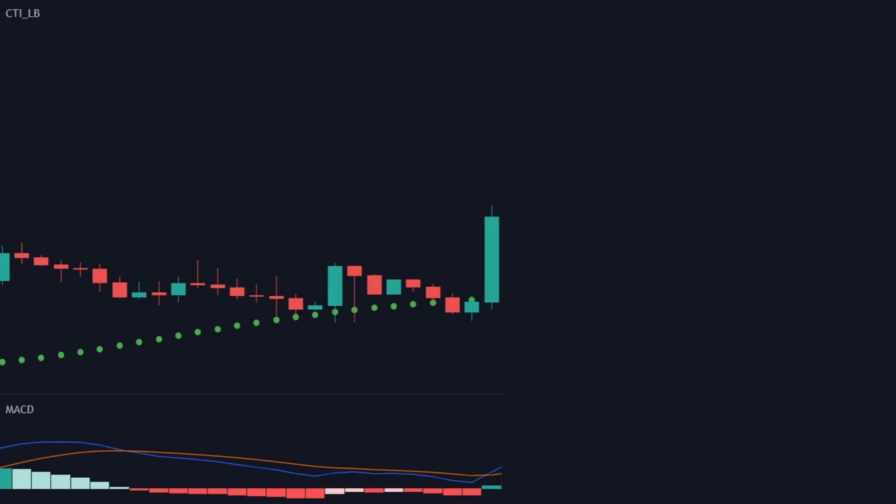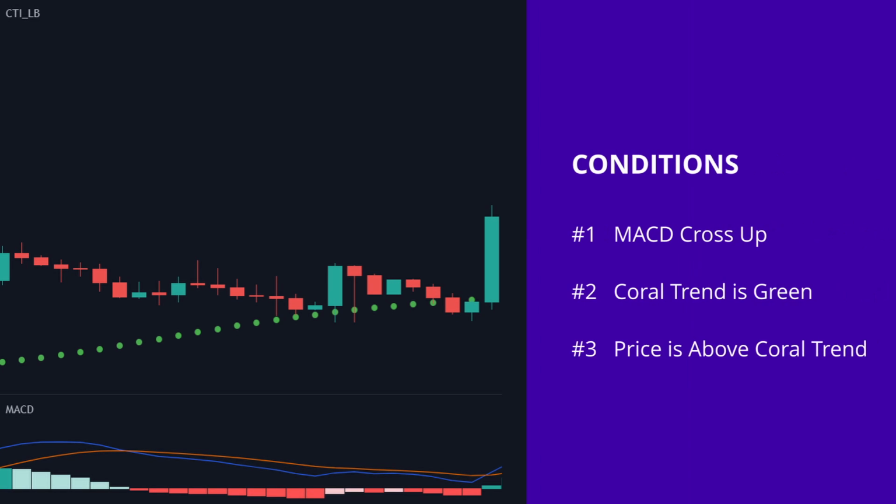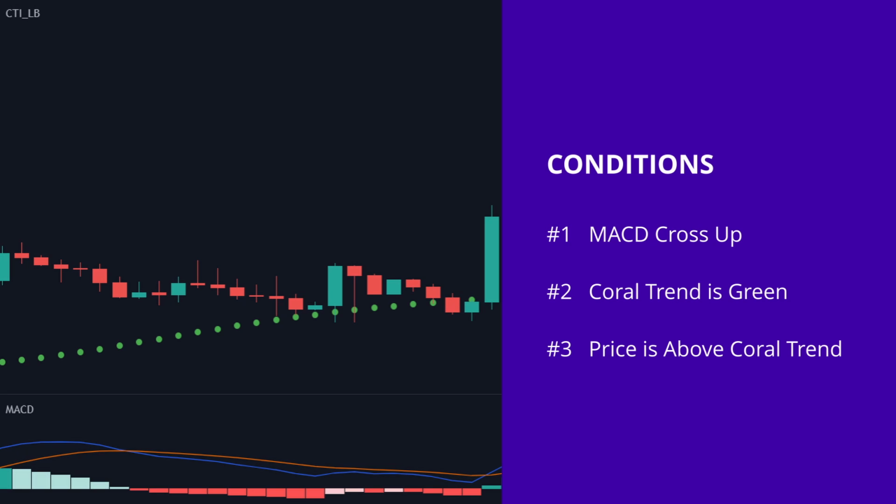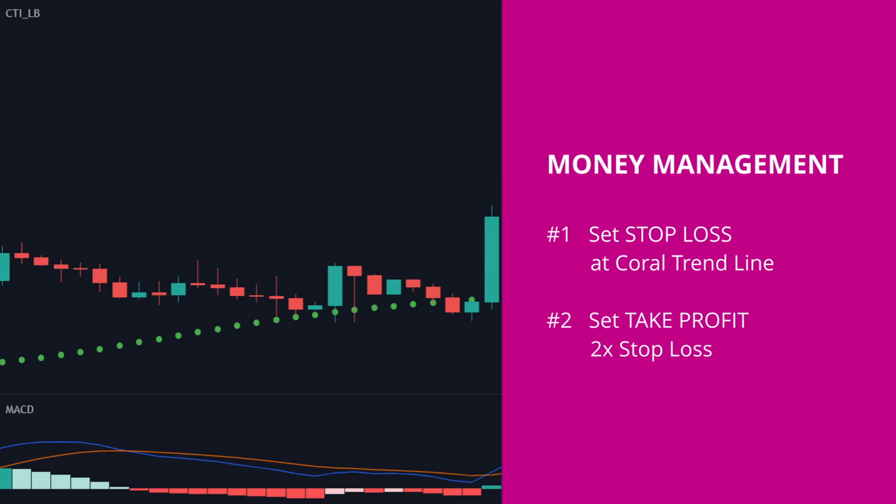This is our first buy trade. Our buy conditions are simple. First, the MACD lines must cross up. Second, the color of Coral Trend must be green. Third, the price must be above Coral Trend. And for the money management, we need to set the stop loss at the Coral Trend line. And for the take profit, we need to set it 2 times the stop loss.